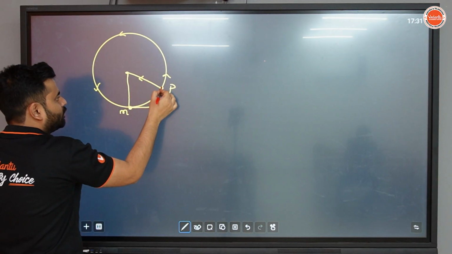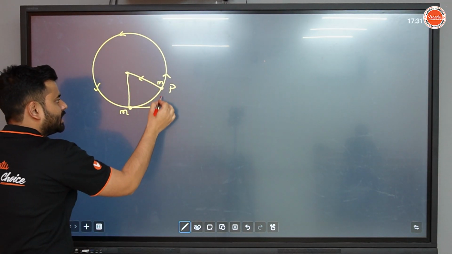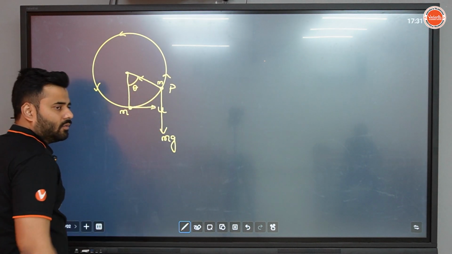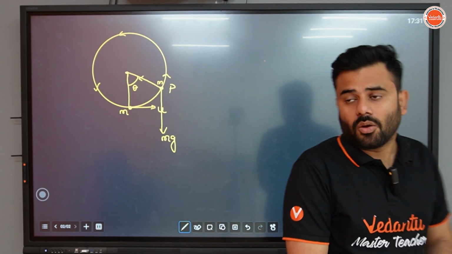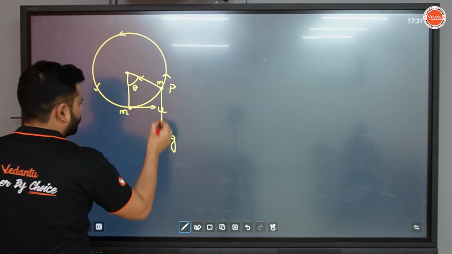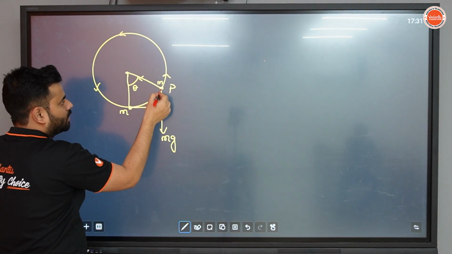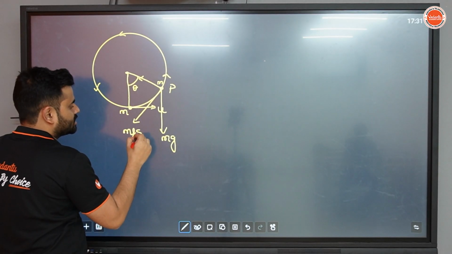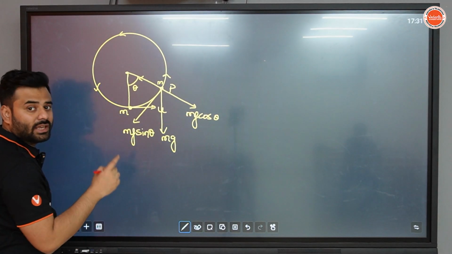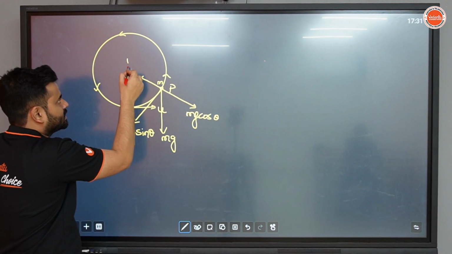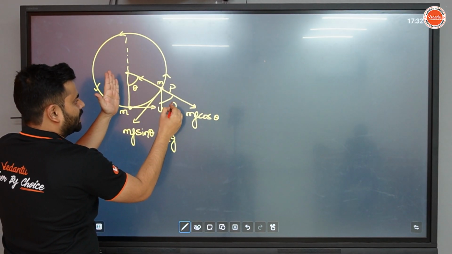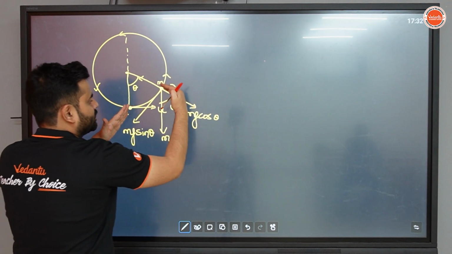Look carefully. Let's draw the free body diagram of the particle at this point. What are the forces acting on this particle? One is mg in the downward direction. Let this angle be theta. What is angle theta? Theta is the angle made by the string with the vertical line. So this mg will be acting in the downward direction. Mg will have two components: one is mg sin theta, and one is mg cos theta. Because this angle is theta, and these two lines are parallel, therefore this angle will also be theta. So this is mg sin theta, this is mg cos theta.